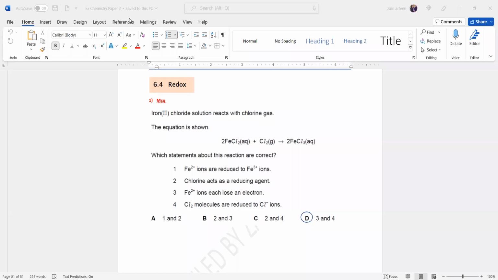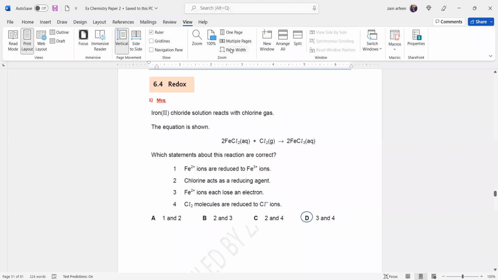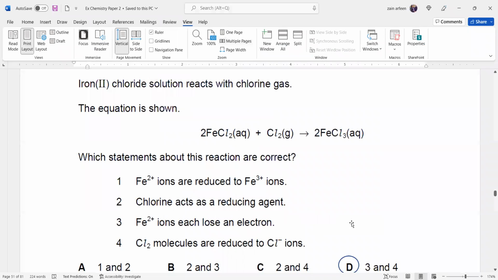So this question is related to a redox reaction. We have iron 2 chloride reacting with chlorine to form iron 3 chloride. So you can write in terms of oxidation numbers: iron is plus 2, because the Roman numeral represents the charge, and chlorine is group 7, so minus 1. Here chlorine is 0. Why? Because chlorine is an element, so its oxidation number is 0.